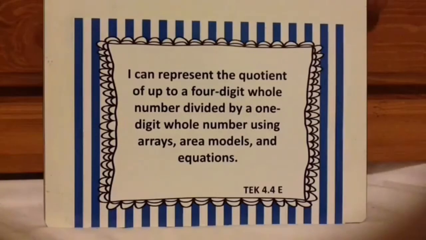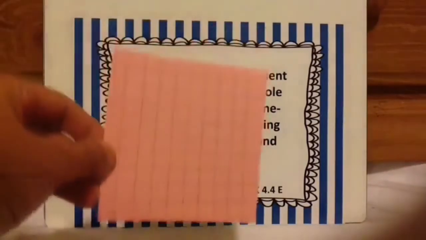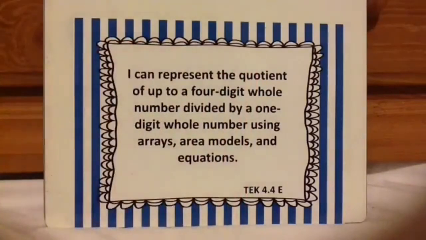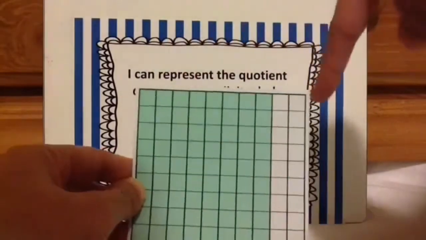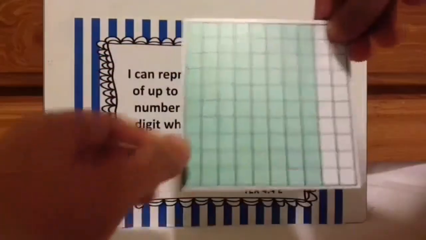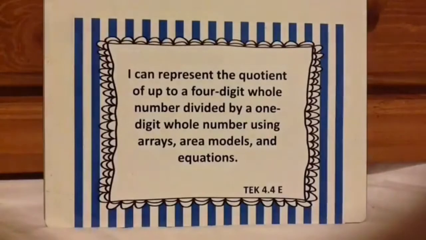An array is rows and columns, and it's a faster way to multiply. Area models is very similar, but it's broken up. So this makes the most sense: this is like 8 plus 2 and then times 10 or something like that. You've broken it up into parts, and then the equation is the math problem.